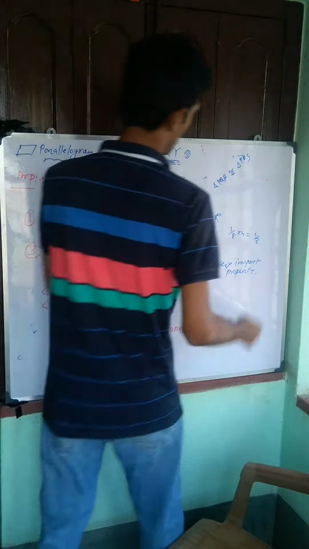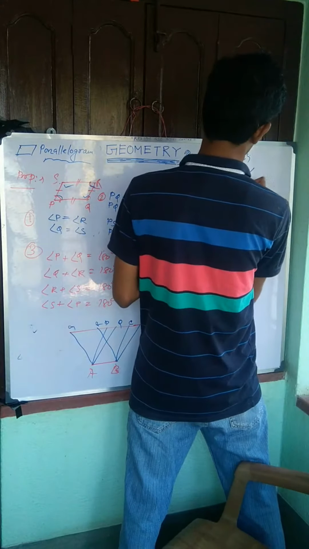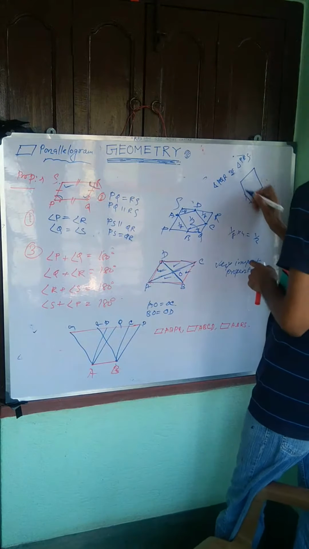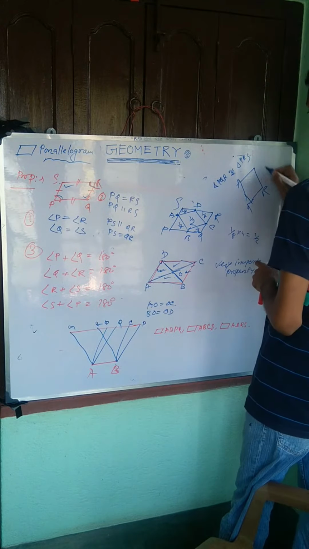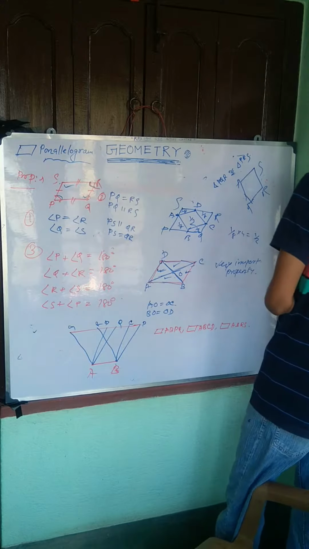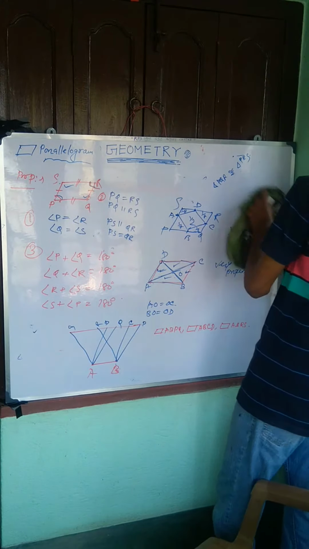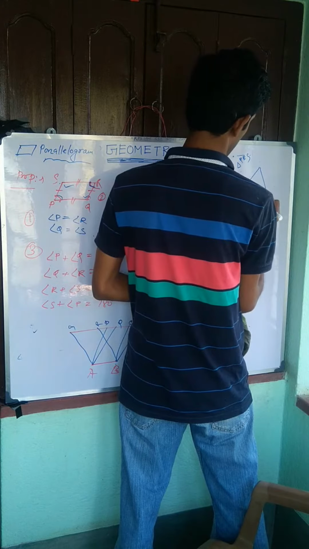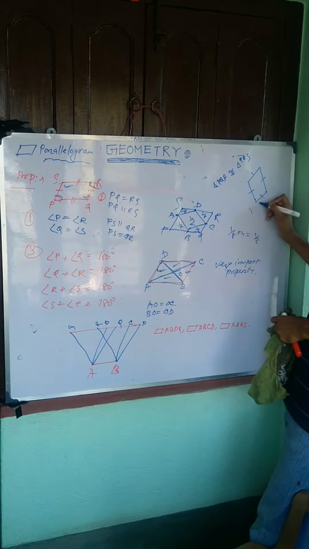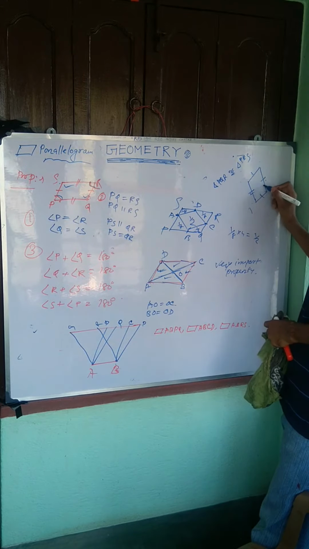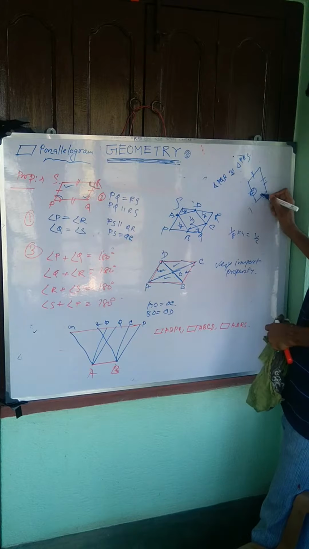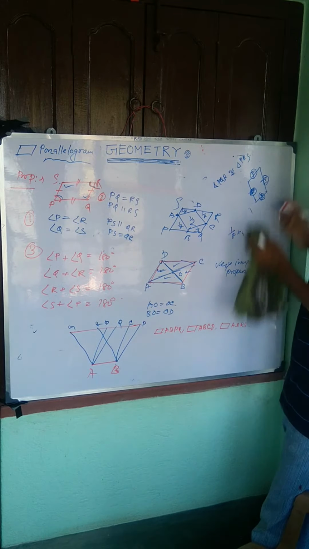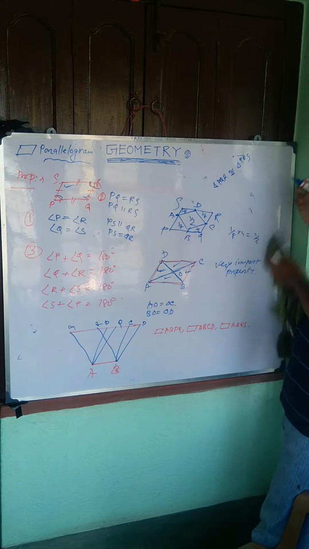Now I didn't discuss what a rhombus is. A rhombus is a type of quadrilateral whose four sides are equal in length and parallel. Four sides are equal: this side, this side, this side, this side. And this is parallel to this, and this is parallel to this. Understand, guys? This is almost it.